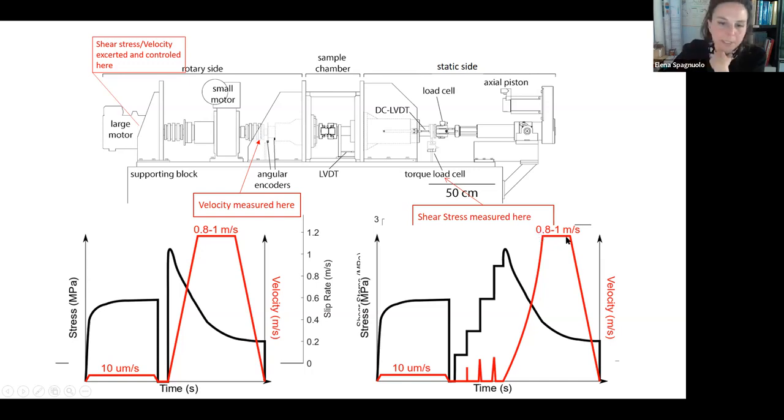And we have, for safety reasons, to make an upper cap. So we have to make a limitation to the velocity. The limitation is 1 meter per second here. So up to here, everything we record in terms of displacement and velocity is spontaneous.